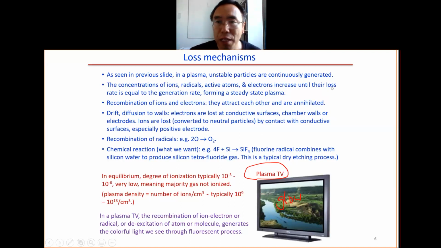So now we look at how they are lost. What is the loss mechanism? How come they are lost? This includes recombination of ions and electrons, drift and diffusion to the walls and getting lost at the walls, recombination of the radicals, and also chemical reaction. This one is what we want for the etching process.